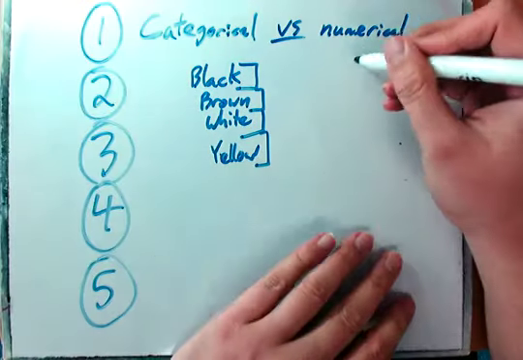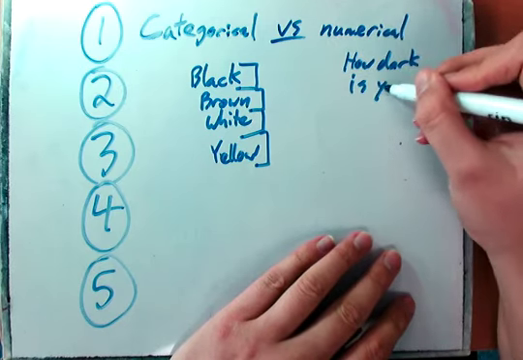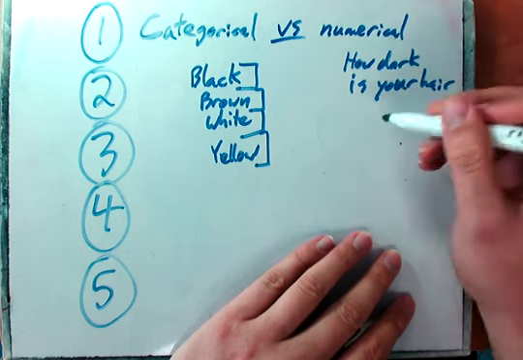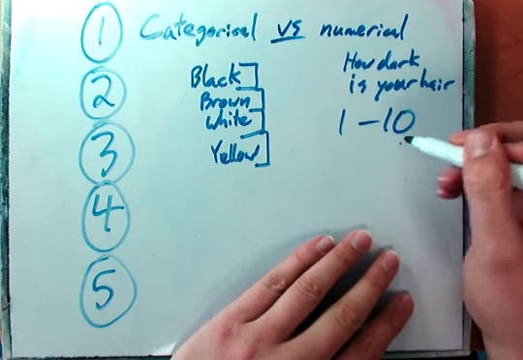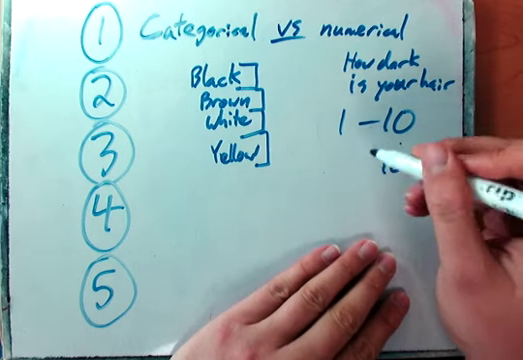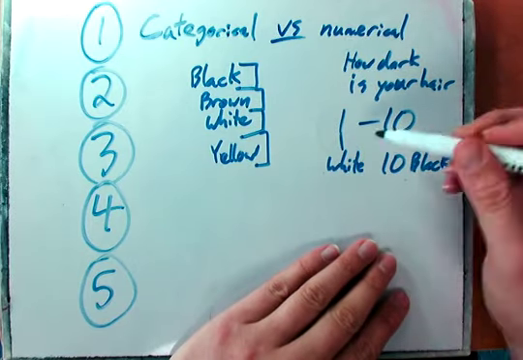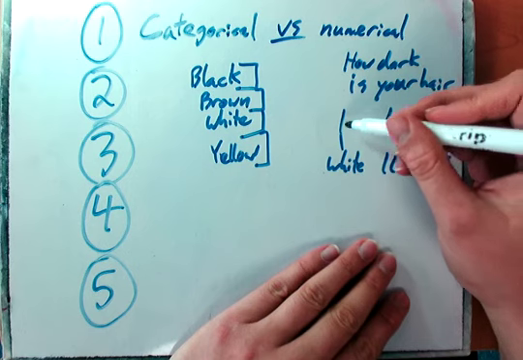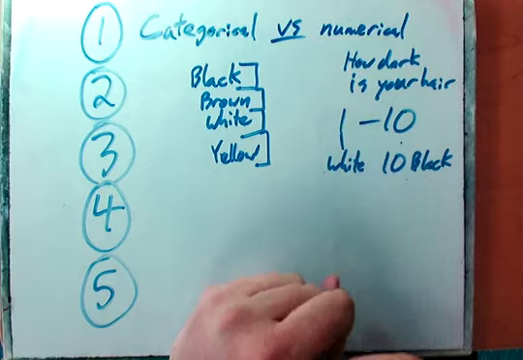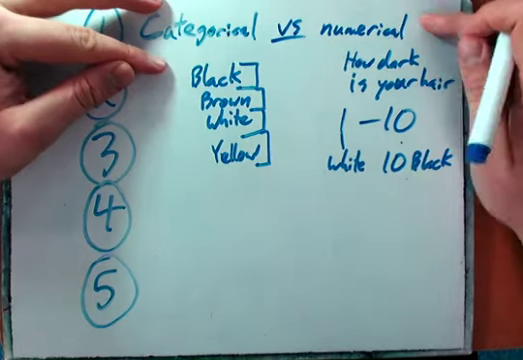Numerical is like how dark is your hair? That could be on a scale of 1 to 10. Let's say 10 being black and 1 being white. So numerical is a number value that you could theoretically have like 1.5 or like 9.5, whatever you need, between categories and numbers. But it's categorical versus numerical.